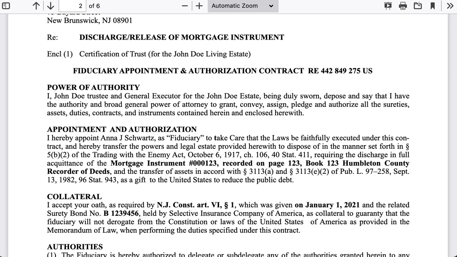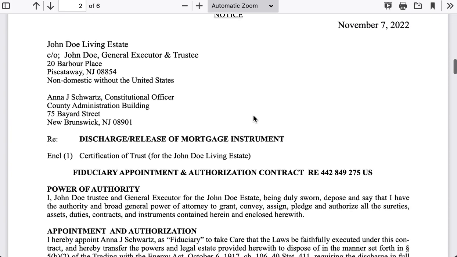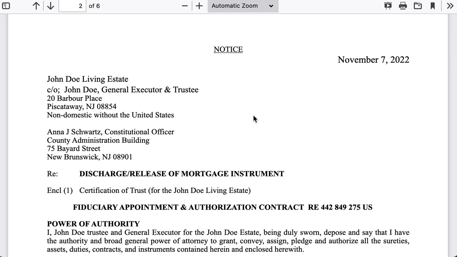So first, let's look at the backstory. We formed a contract by sending something registered mail, right? So why? Because now we want to make sure that they received delivery of this notice. The post office is a witness that they've received delivery.